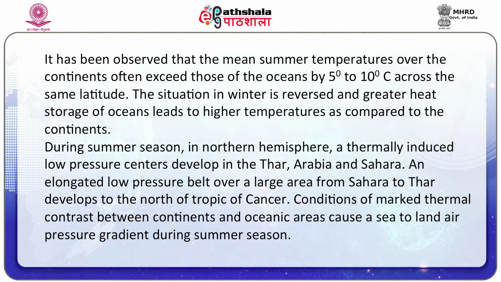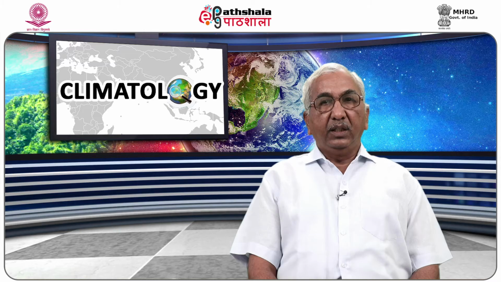The situation is reversed, and storage of heat in the ocean leads to a change during winter season. In northern hemisphere, thermally induced low pressure centers develop in Thar, Arabia and Sahara, and an elongated low pressure belt from Sahara to India marks the thermal contrast between continents and oceanic areas, causing a sea to land air pressure gradient. In summer season, as a consequence, the normal wind system from northeast is reversed to southwest.